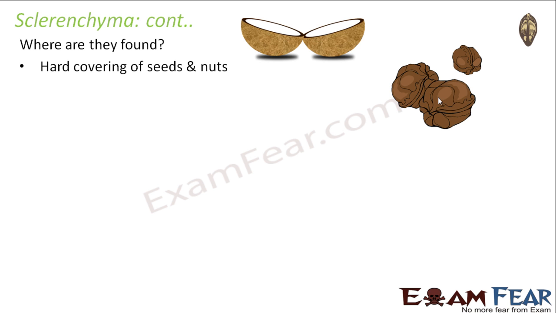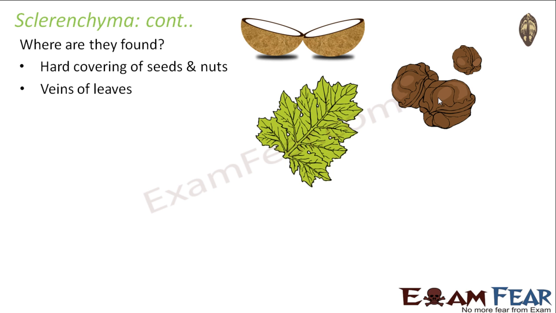So it is present in the hard covering of seeds and nuts, and in the veins of the leaves. If you look at a leaf, the veins which you have are quite hard. The middle vein which you see, or the stronger veins which come alongside, those veins are also quite hard. So it is present in the veins of the leaves.